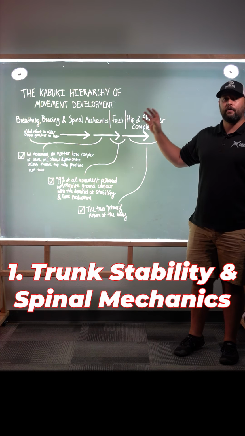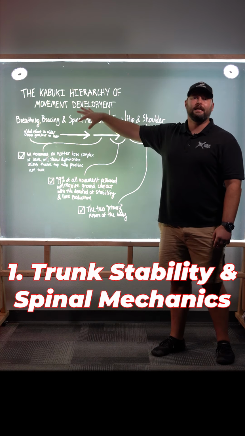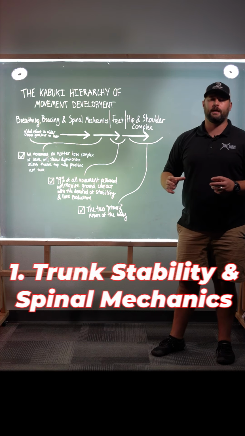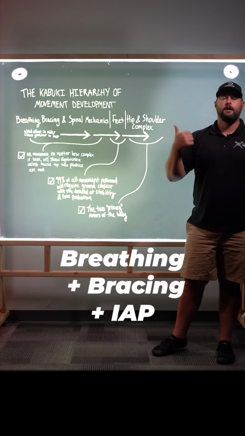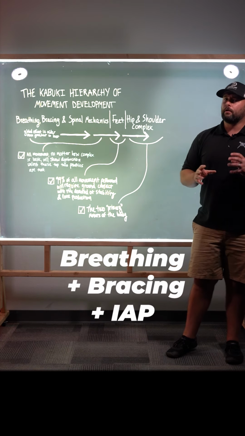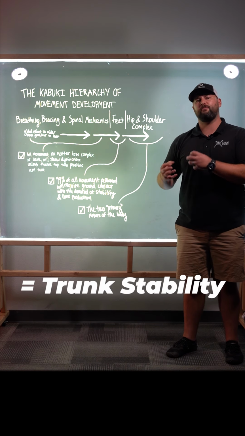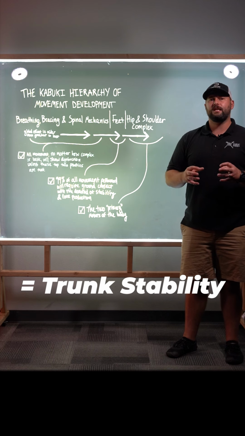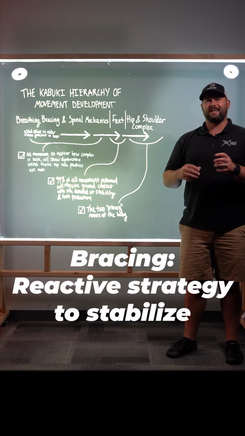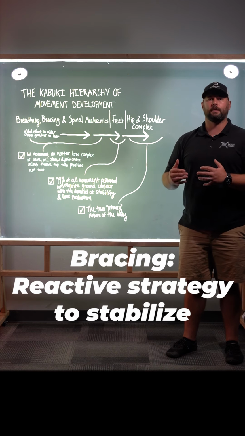Our hierarchy goes in order, and we can lump this first bucket into spinal mechanics and trunk stability. Of trunk stability and spinal mechanics, we have breathing, we have bracing, and we have intra-abdominal pressure. Those things are all a little bit different, but they all work together to create trunk stability. A lot of people think about bracing as just flexing your abs, but really bracing is a reactive strategy that your body uses to stabilize.